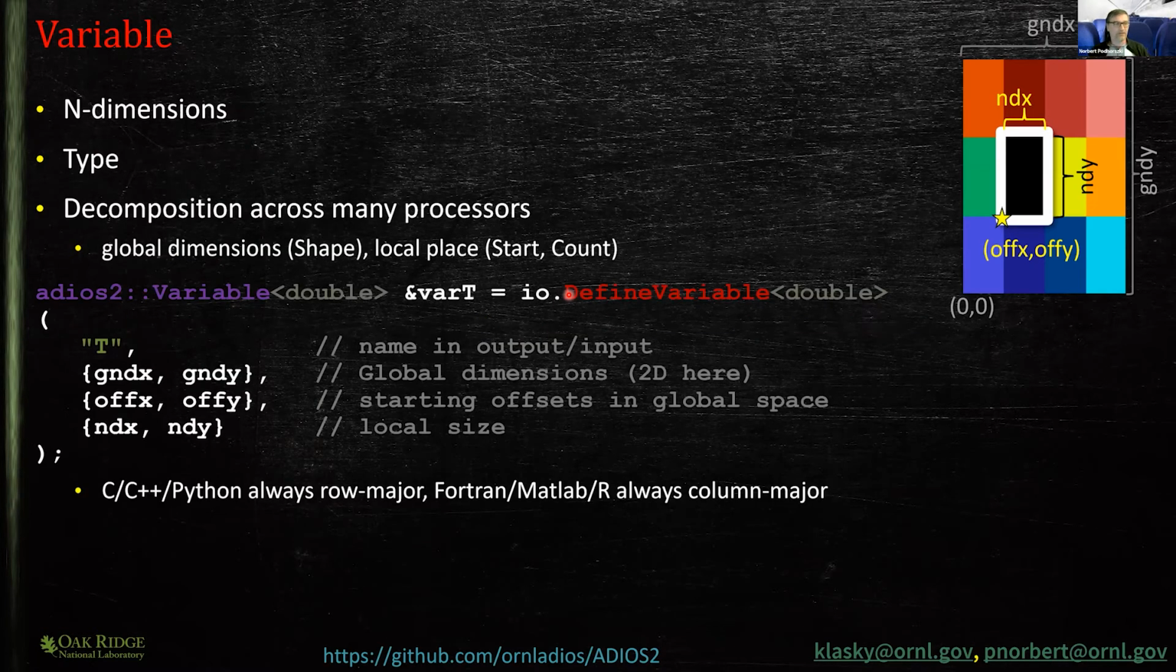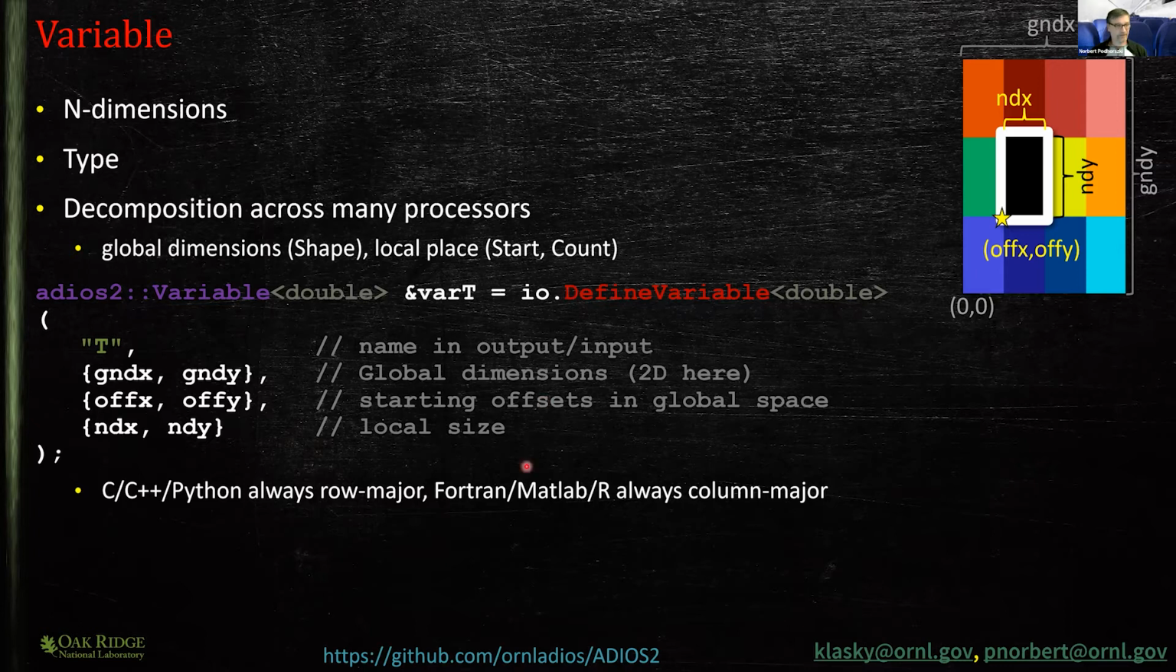And after that, you define variables, the arrays, and as Scott already explained, this is a two-dimensional variable. It will be called T in the output. It doesn't say anything about what the variable is in the source code. This will be as presented in the output, and then describe the global dimensions, and then for every process, their local piece, starting offset, and the local size that they put into the space.